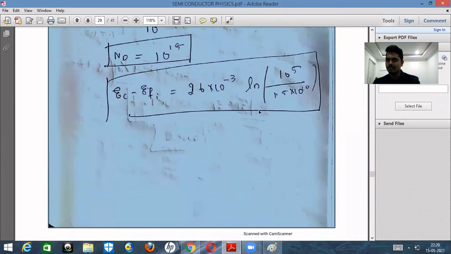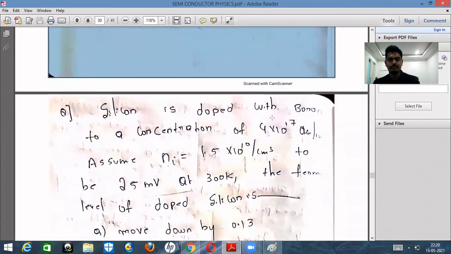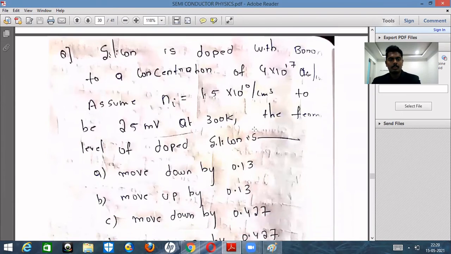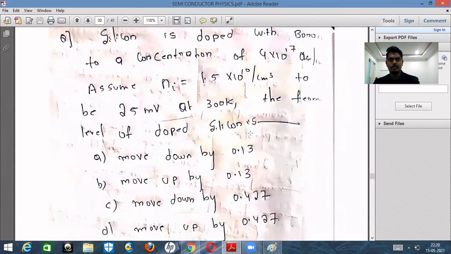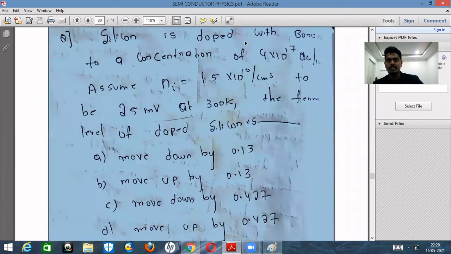Yeah, you can see this one. You can easily solve it. Yeah, you have been asked this question. A silicon is doped with boron. Okay, so a silicon is doped with boron.